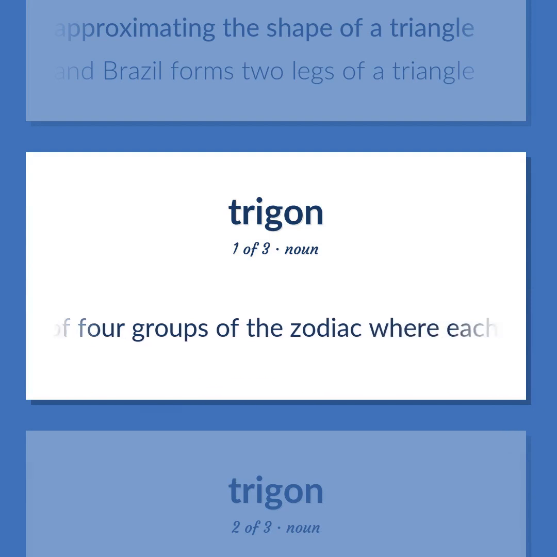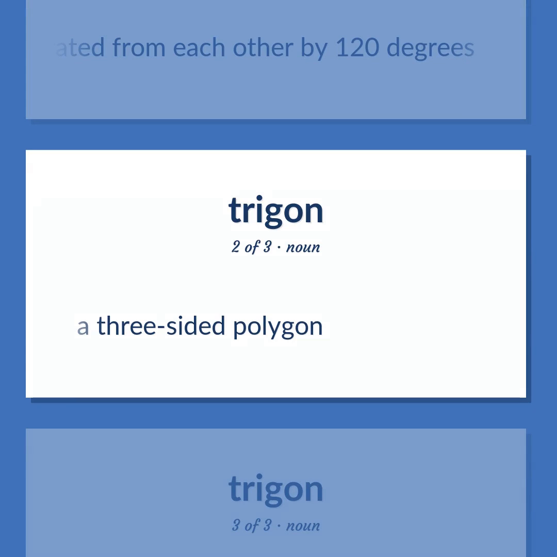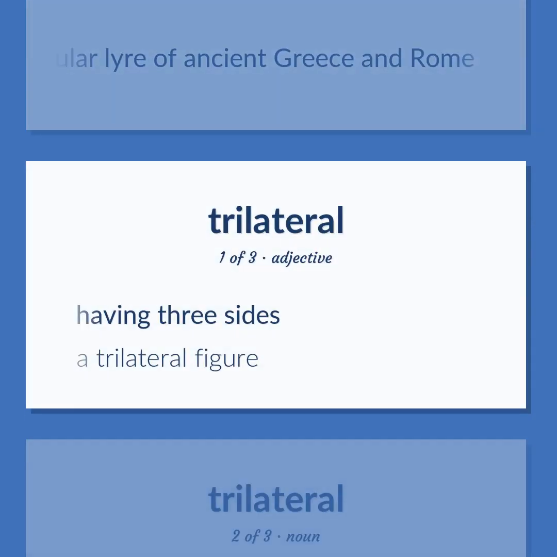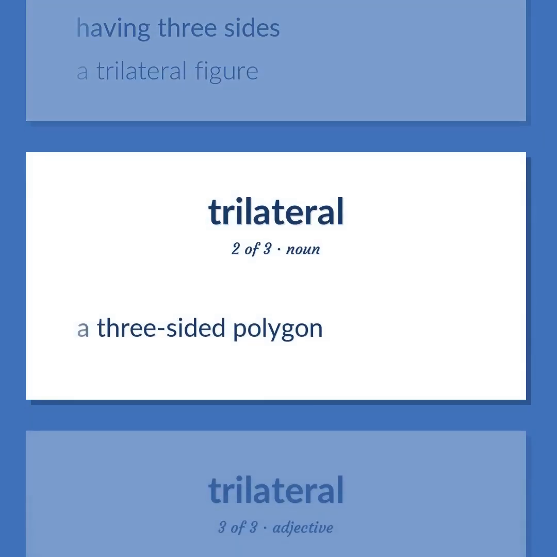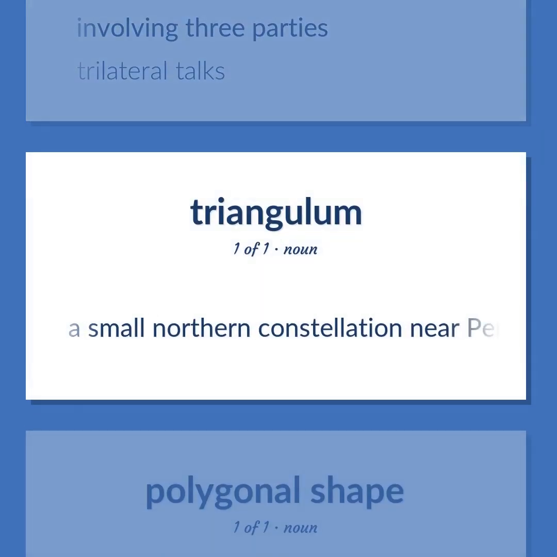Astrology. One of four groups of the zodiac where each group consists of three signs separated from each other by 120 degrees. A three-sided polygon. A triangular lyre of ancient Greece and Rome. Having three sides. A trilateral figure. Involving three parties. Trilateral talks. A small northern constellation near Perseus between Andromeda and Aries.